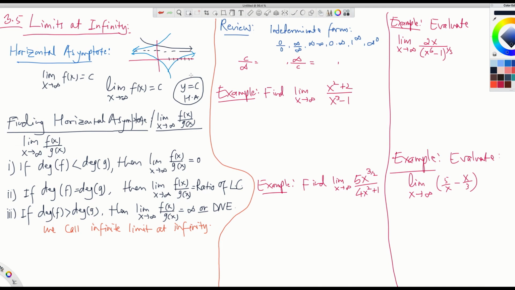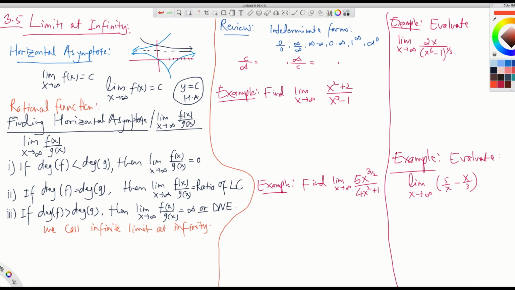So when do we find the horizontal asymptote, or in other words, the limit as x tends to infinity of f(x) over g(x)? Do you remember the definition of a rational function? We are trying to find the limit of the ratio of functions. But first, what do we mean by rational function? It is a ratio of two functions where the first function is a polynomial and the second function is also a polynomial.